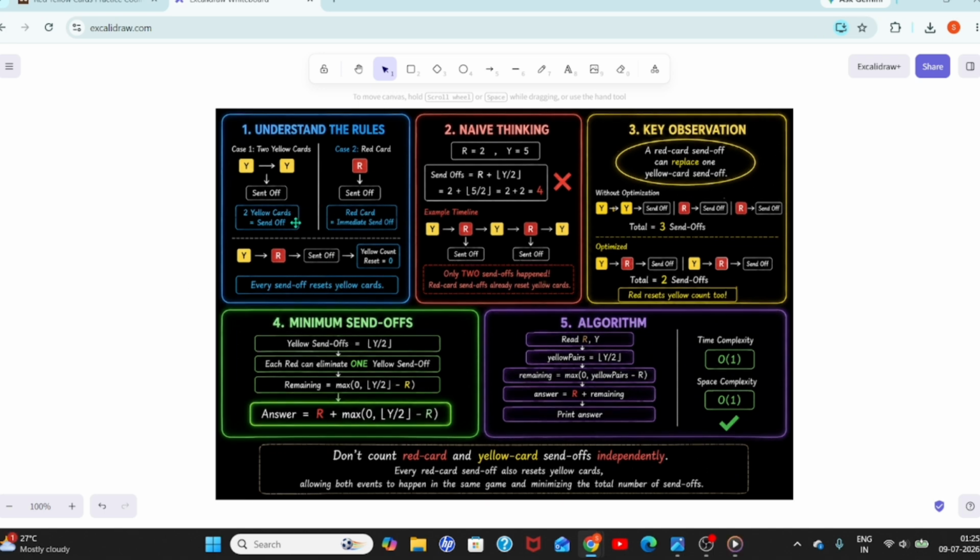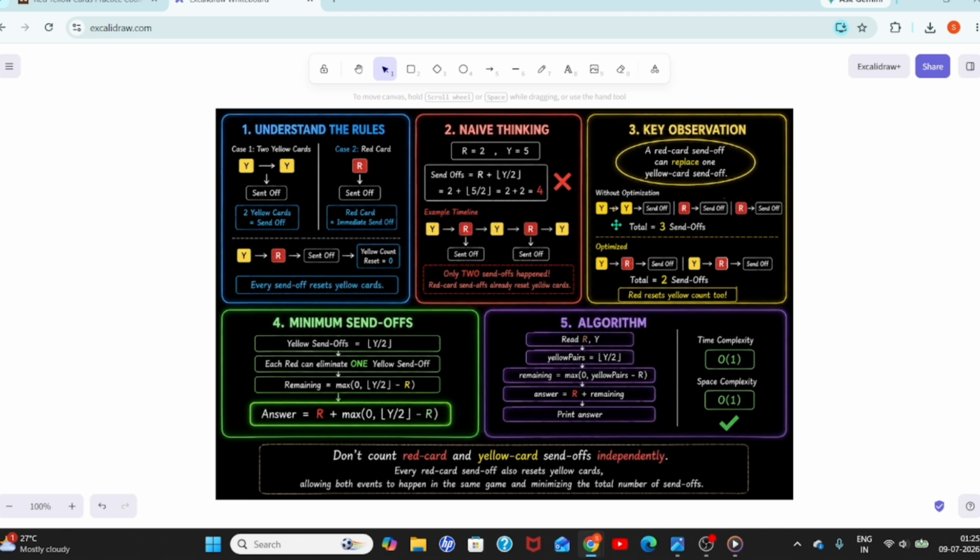So there are only two ways a player can get sent off. First is receiving 2 yellow cards, and second is receiving a red card that will send off the player immediately. So what will be the naive thinking? R plus floor of Y divided by 2, but this will give us a wrong solution. Why? Let's understand this. Because every send off resets yellow cards.